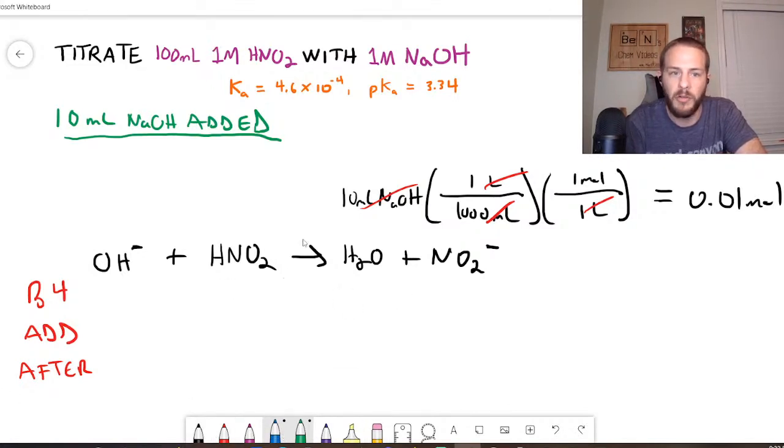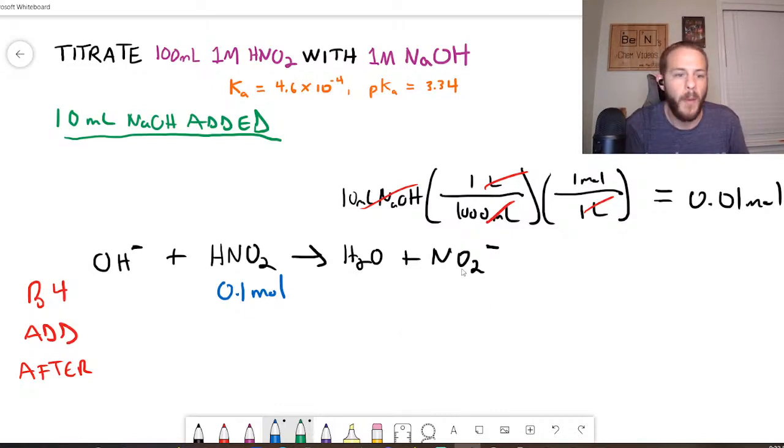So before the addition, how many moles of HNO2 do we have? I suppose we should have performed that calculation earlier, but actually, we did, because earlier we did the volume required to reach the equivalence point calculation, right? In that calculation, we figured out how many moles of HNO2 we have, and that number turned out to be 0.1 moles. That's what we have in there.